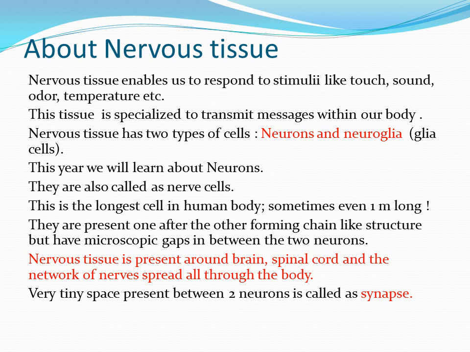Often, you must have identified a singer merely by listening to a song, or you might have guessed what is being cooked in the kitchen by the mere smell of it. When you happen to touch any hot object, instantly you take back your hand. Who helps us to do this? Of course, nervous tissue. Nervous tissue enables us to respond to stimuli like touch, sound, odor, temperature, etc.